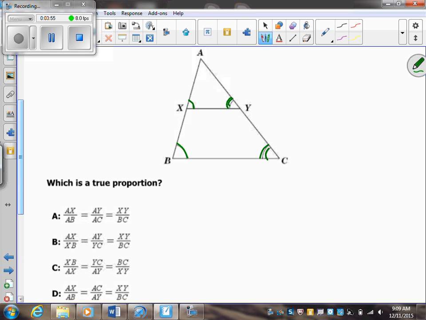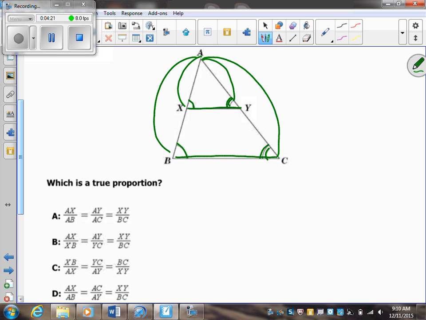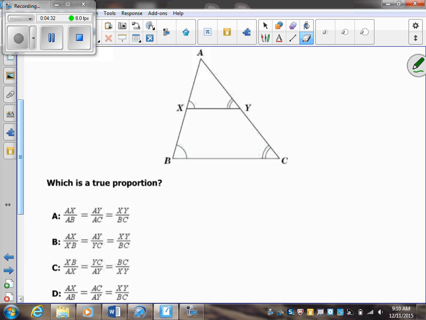The first one is AX smaller over AB bigger. So they're on the same side. Then they said AY smaller over AC big. That's correct. And the last one says XY small base over BC bigger base, which is correct. Then you can look at the next one. I mean, you can pick that and move on, but if you just want to make sure, you can check B, C, and D to make sure that the rest of them are not proportional.